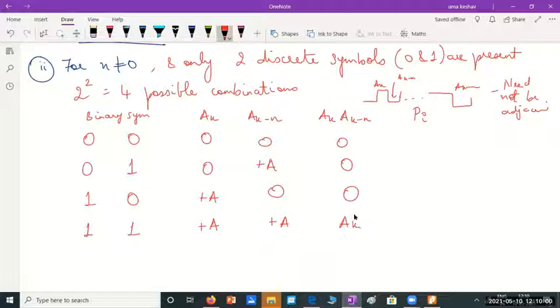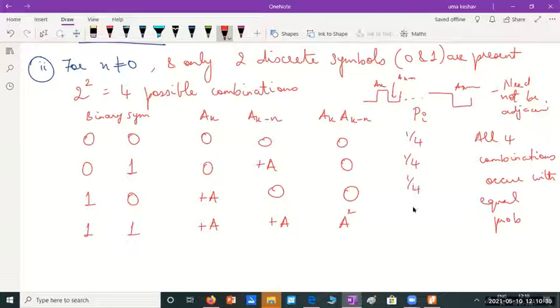When both are 1, the last possibility, then ones are represented with amplitudes plus A. So the product will become what? Plus A square. A plus A into plus A is A square. And usually what we do, we consider all four combinations to occur with equal probability. So what should I consider the probability of each case? 1 by 4. You consider the probability of occurrence of each case as 1 by 4.